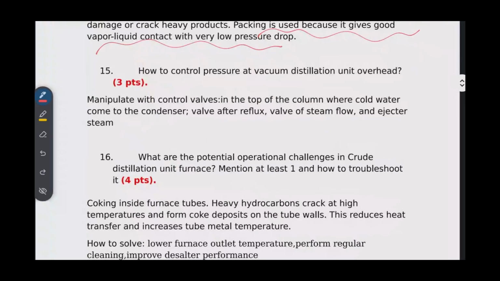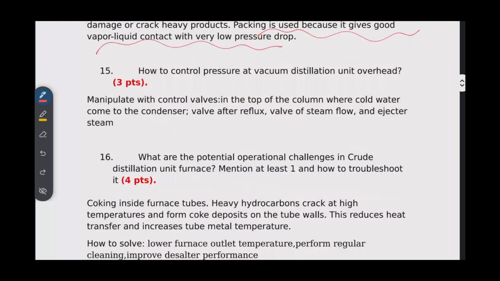15th question: how to control pressure at the vacuum distillation unit overhead. In general, the pressure is controlled with steam ejectors or vacuum pumps, we can say in the very old applications. The non-condensable gases are removed via the ejector stage, and overhead condensers help you to maintain the vacuum.